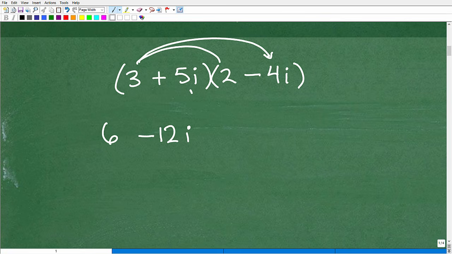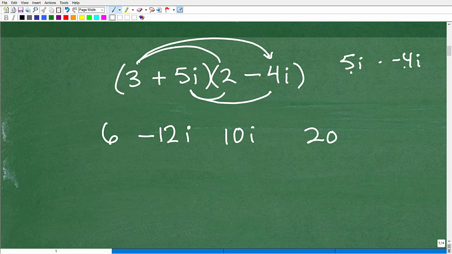And then 5i times 2, that is a 10i, and then we get 5i times this negative 4i. All right, so let's just be careful here. 5i times a negative 4i. So what's that going to be? Well, we're going to multiply the numbers, 5 and 4, so we're going to get 20, and then an i times an i is an i squared, and we got this negative sign. So that's negative 20i squared, right?